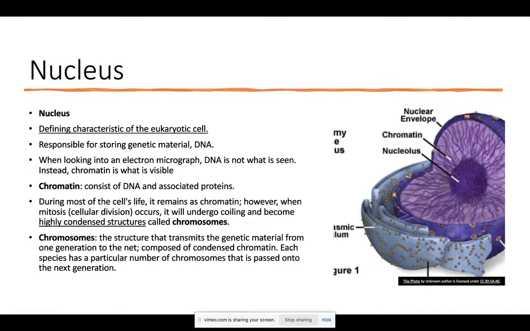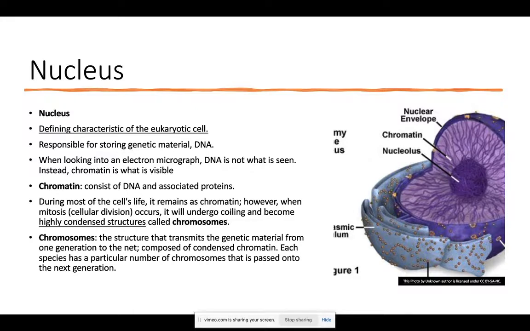The nucleus. Okay, this is an important slide. So what is the nucleus? The nucleus is going to be the defining characteristic of the eukaryotic cell, right? That's really what separates prokaryotic and eukaryotic structures, is the presence of a nucleus. And within the nucleus, you have genetic material. And we know that genetic material, as we previously discussed, is DNA. And do you guys remember what DNA consists of? A phosphate group, nitrogenous base, and a sugar, right? Good. There's something called chromatin.